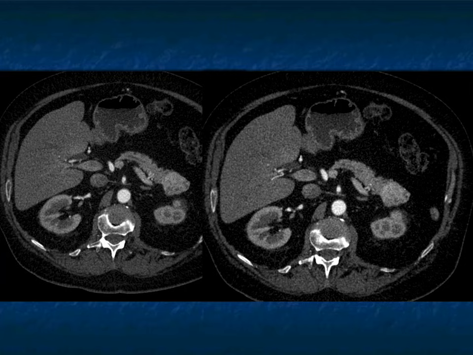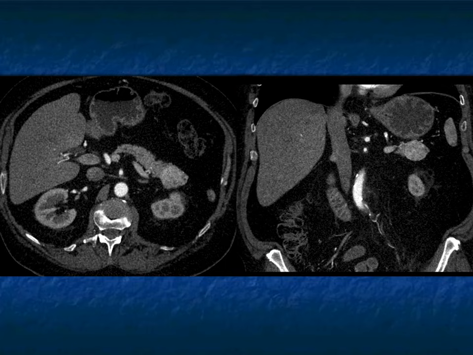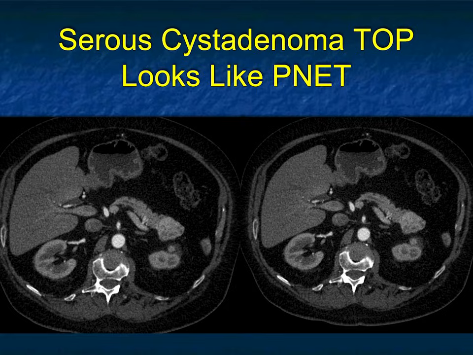Nuke scans can be helpful at times. There's the lesion. This was a serous cystadenoma. Remember, I mentioned serous cystadenomas can be solid. When they're solid, they look like a neuroendocrine tumor. Just a really difficult case.